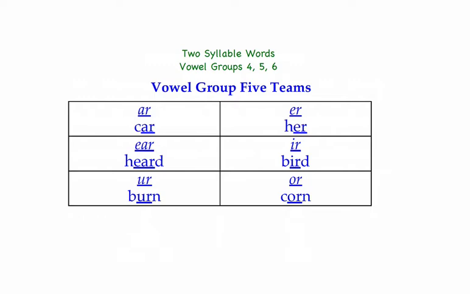And that will present challenges when you're trying to remember which team to use to spell in a word. So that's something you have to pay particular attention to, because you can't tell from the sound. You simply have to memorize whether you're going to use ER as in her or IR as in bird.